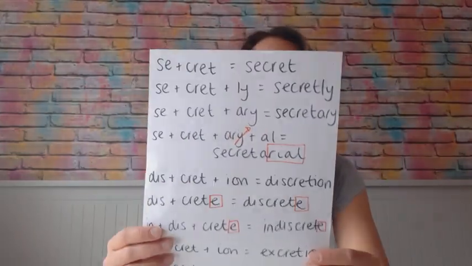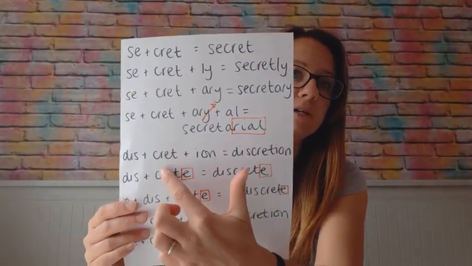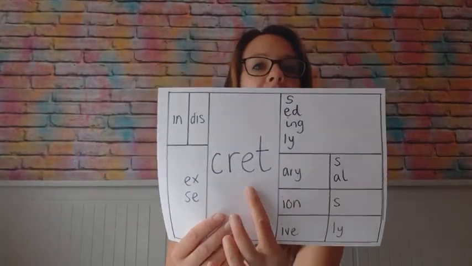And again, remembering my favourite bit there with the Ian and the shun, because our root word has a T, all our shun words here are T-I-O-N. So the excretion and discretion, the shun bit is a T-I-O-N because the root is cret and that has a T at the end. Okay, so they are all our words.